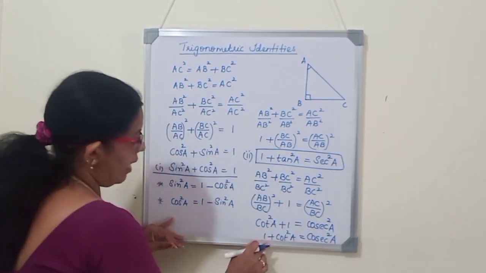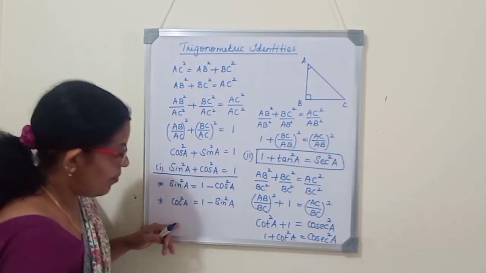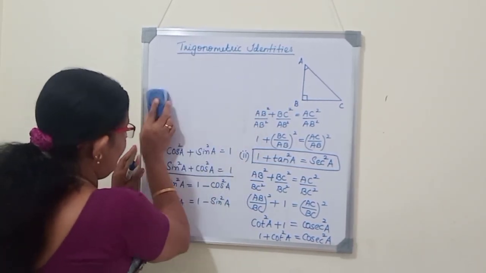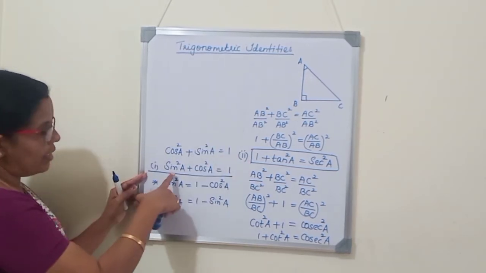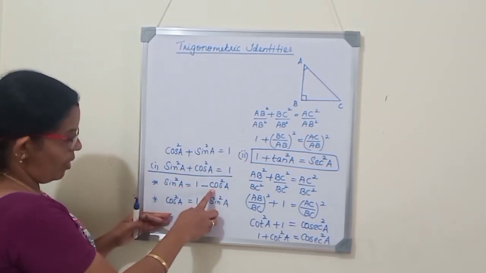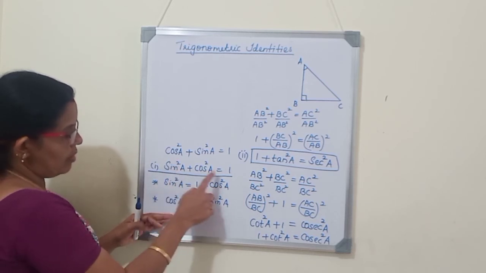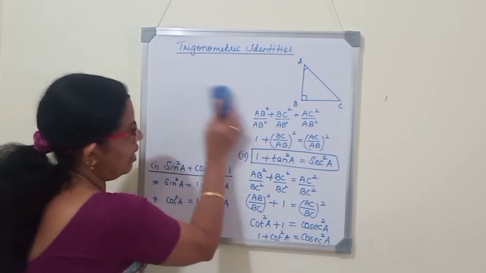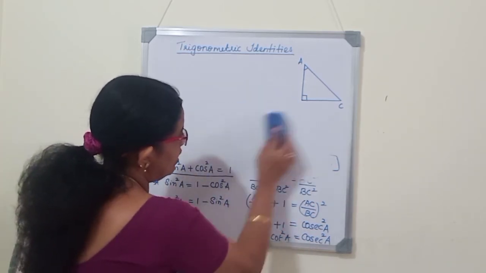So I will write all the identities once again. There are three identities. First identity: sin square A plus cos square A is 1. From that we derive two more formulas: sin square A equals 1 minus cos square A, or cos square A equals 1 minus sin square A. Now the remaining two identities I will write.